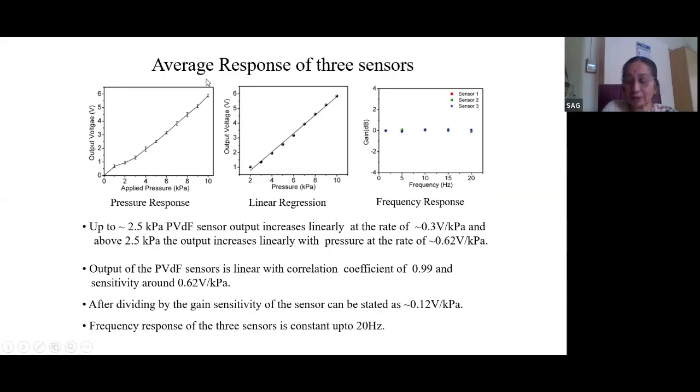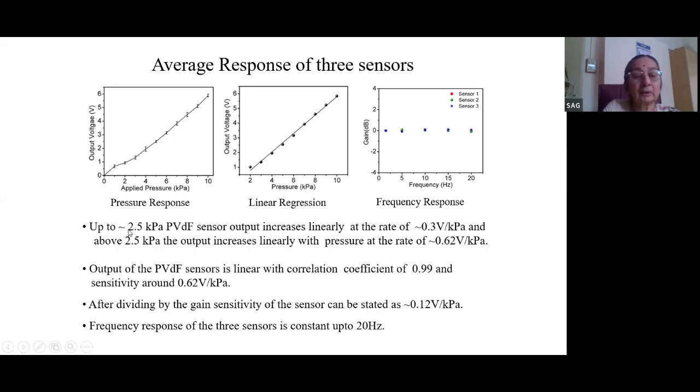This is the average response of 3 sensors, because we wanted the 3 sensors to be of equal characteristics. So this is the pressure response and the output voltage. All three sensors' responses are shown over here. Then linear regression was taken, pressure versus the output voltage, the linear characteristic. And the frequency response of all the sensors lies in the same range, or almost equal.